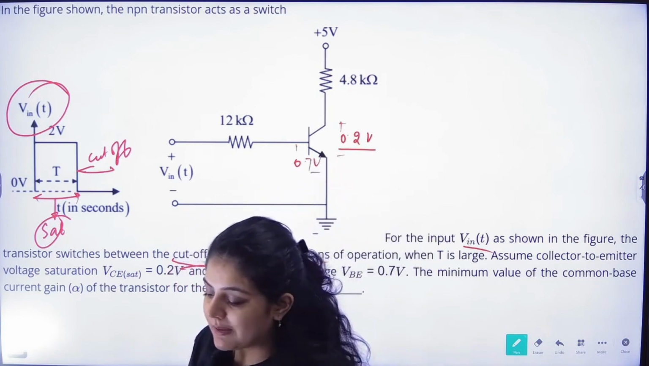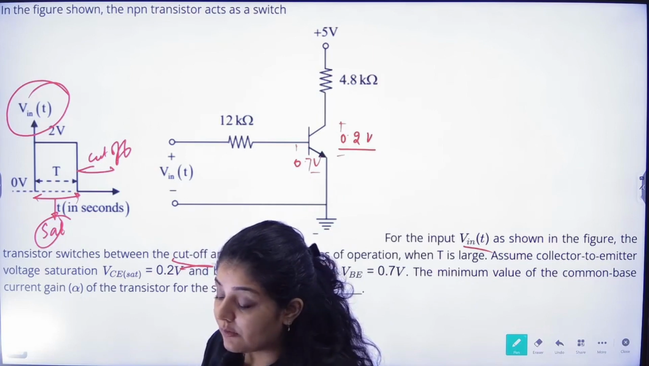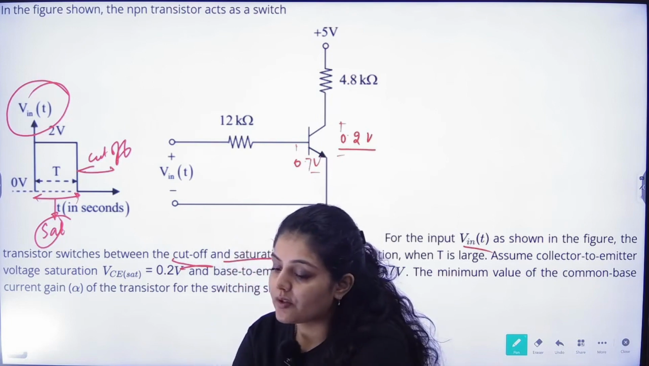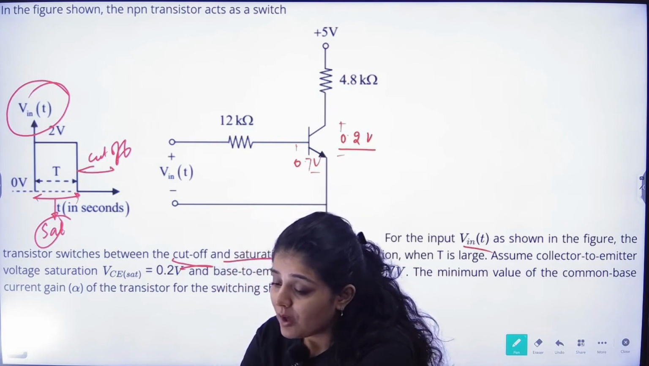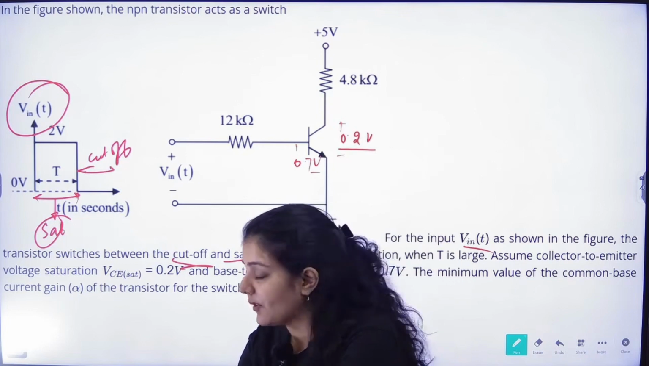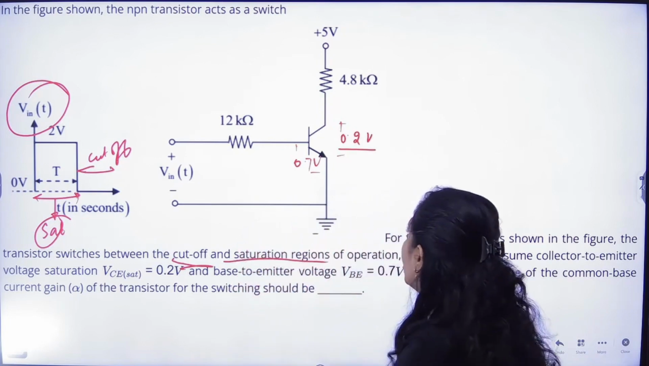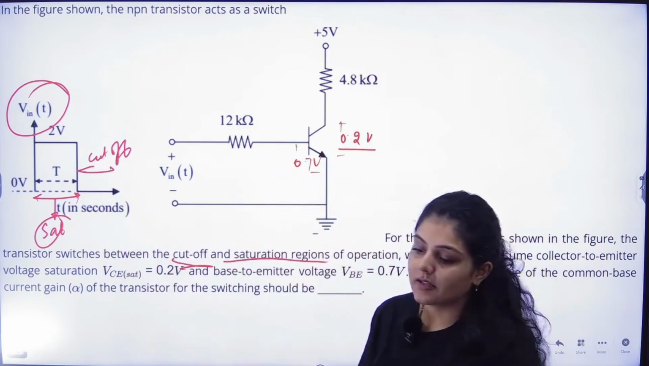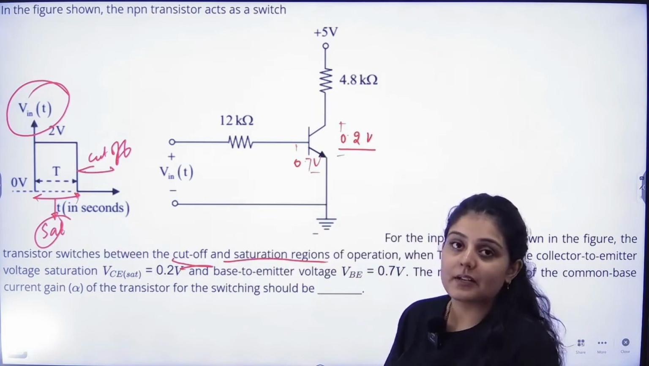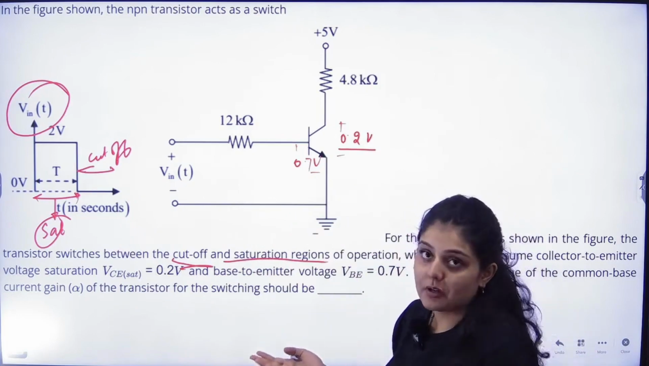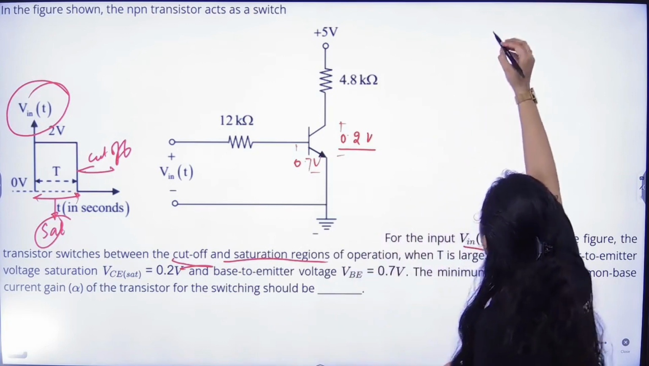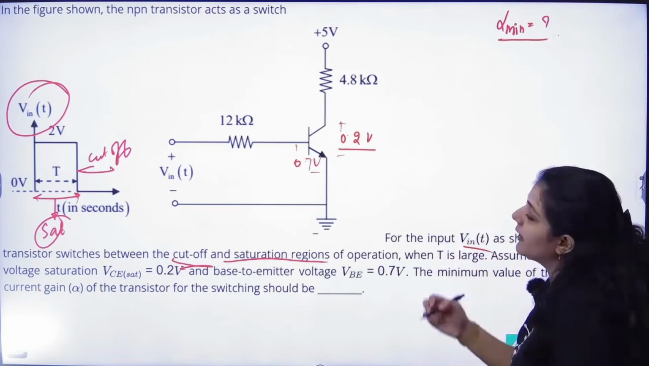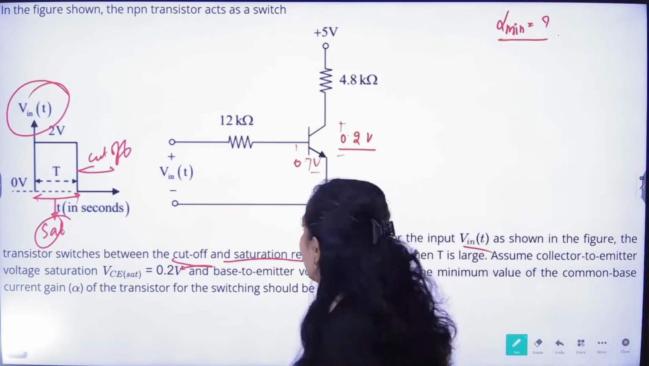0.7 volts. To find the minimum value of the common base current gain, we have to find the alpha for the transistor for the switching. In this particular circuit, the supply is given and the circuit is switching itself from saturation to the cutoff region. So what they are asking is the value of alpha minimum. How can we find the value of alpha minimum?